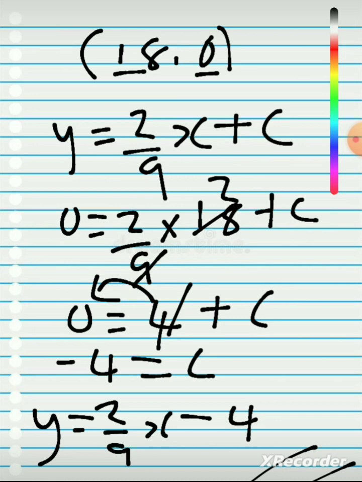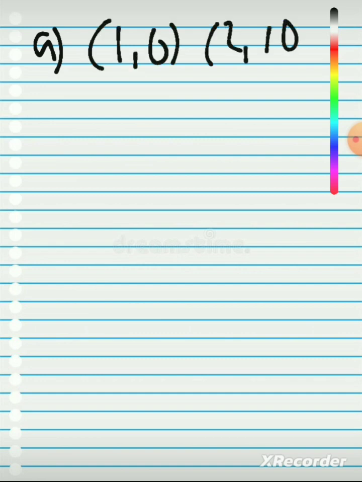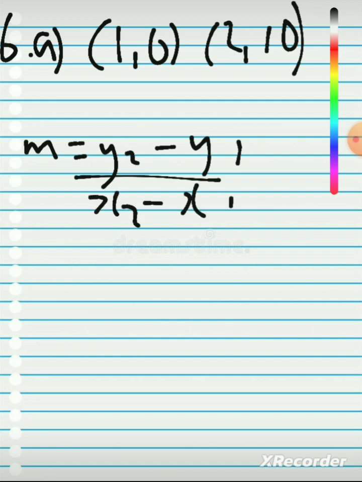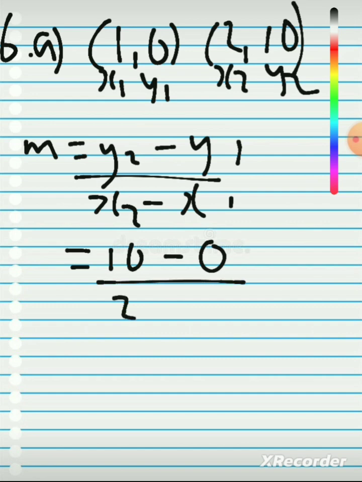We go to the last question, question 6. So question 6, we have been given 6a. We have been given these points 1, comma 0 and 2, comma 10. This is 6a. They want us to find the gradient. So it's simple. m is equal to y2 minus y1 over x2 minus x1. We can name them x1, y1, x2, y2. So y2 is 10 minus y1 0 over x2 is 2 minus x1 1. 10 minus 0 is 10. 2 minus 1 is 1.